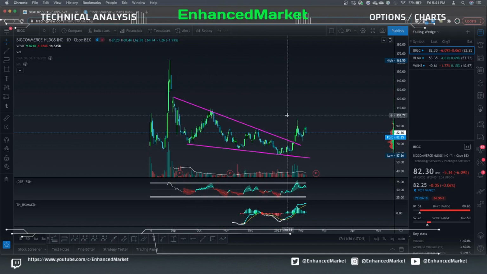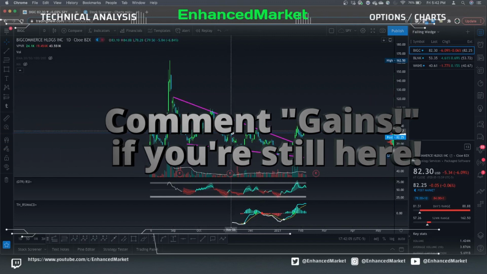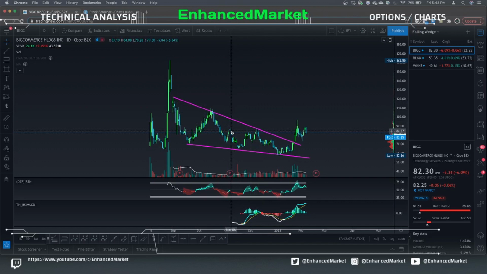So in order for a falling wedge to be a pattern that I want to take a trade on, personally, I look for either an ABC correction or an ABCDE correction. If you don't know what that is, go take a look at my previous video on Elliott wave theory. It's just a simple correction pattern.